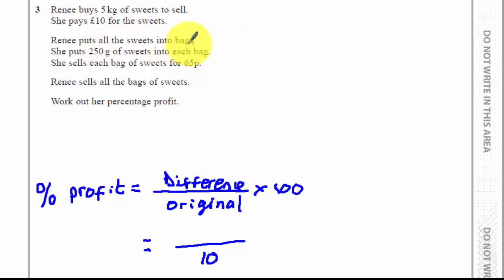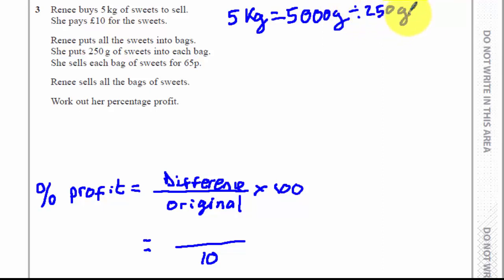So 250 grams, 5 kilograms, just make sure we get our units correct, is 5,000 grams. And if I divide that by 250 grams, so 4 250s are in 1,000, that means she's going to have 20 bags to sell. Once you've worked out this sum, you have one of the 4 marks. There are other ways of getting the first mark, but that's probably the most common one.